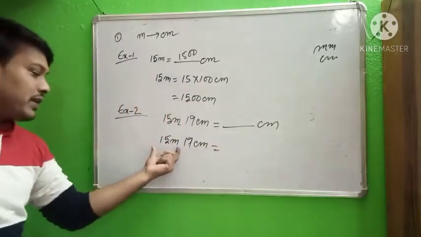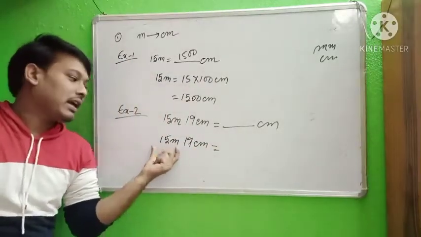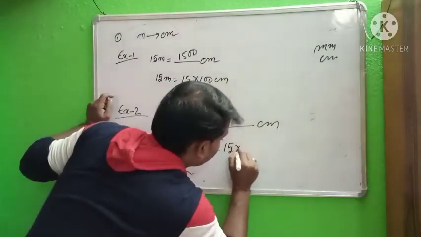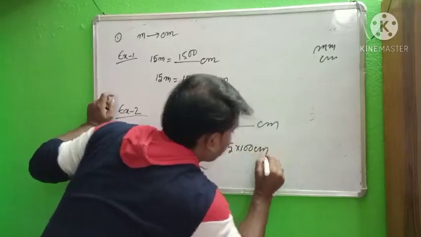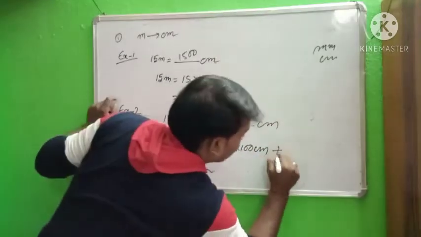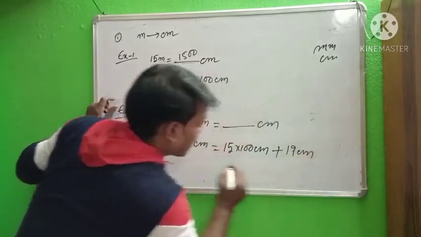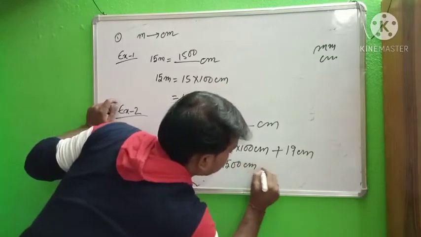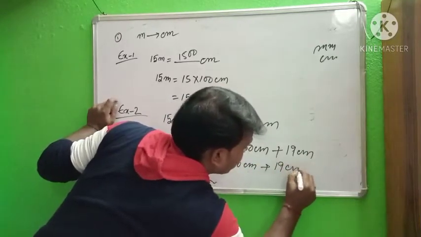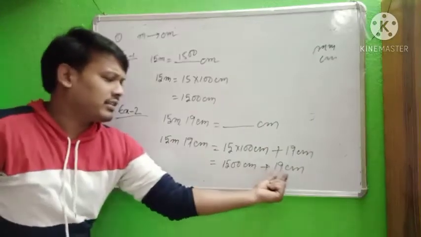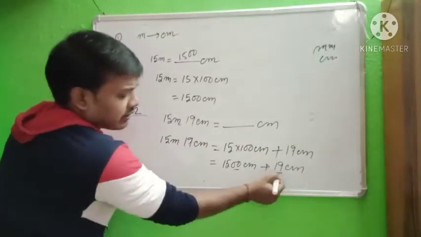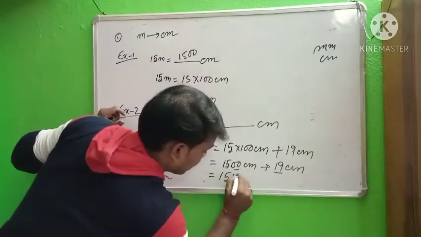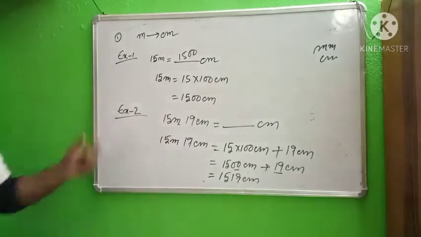So we first convert 15 meter into centimeter and add it with this. So 15 meter equals 15 into 100 centimeter, and extra here 19 centimeter, so add 19 centimeter. Okay, so 15 into 100 is 1500, that is 1500 centimeter plus 19 centimeter. So no need to add as usual: the last two digits are 00 and the two digits are 19, so it directly becomes 1519 centimeter. Okay, very easy.